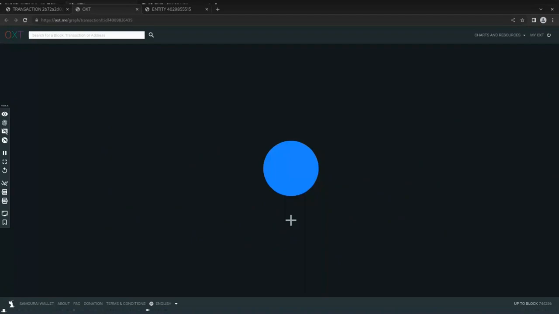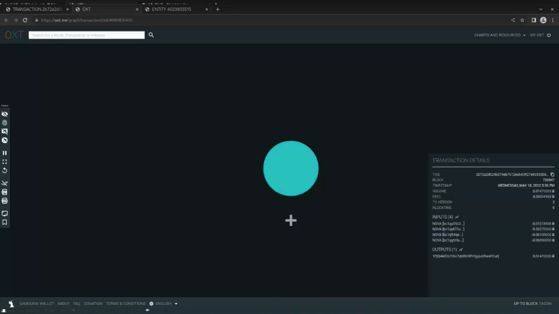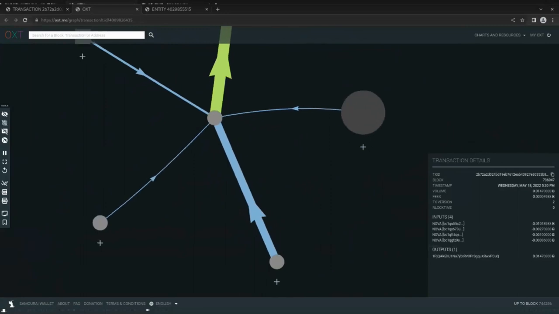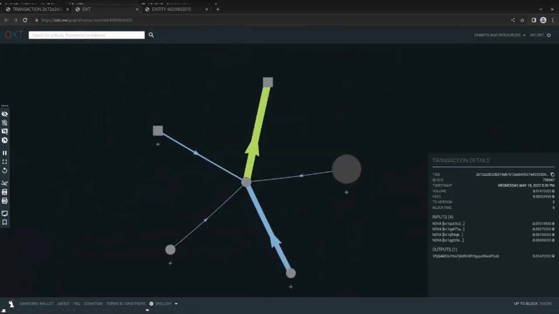And when I get started with an analysis, usually one of the first things that I do is display the transaction details in this little pane. This shows the amounts involved. And now with OXT's new fingerprint mode, I also usually turn on the transaction fingerprints. And so we'll fully expand this transaction by double clicking.